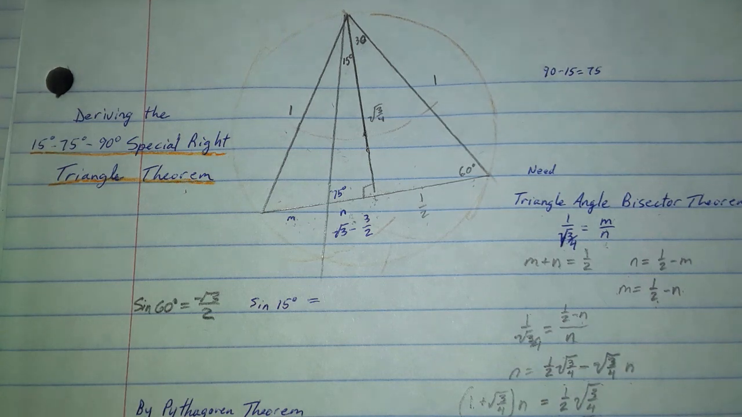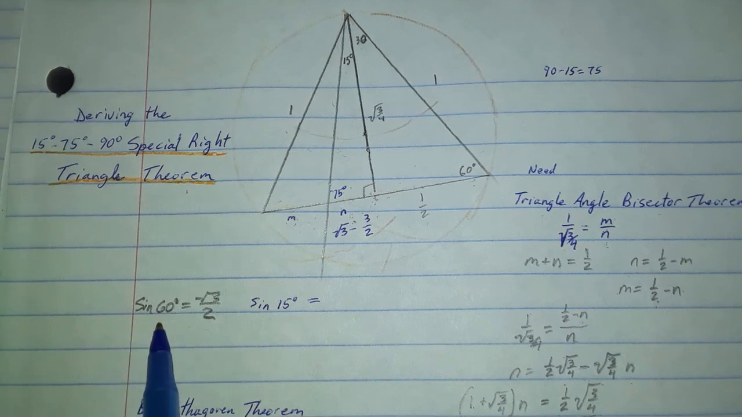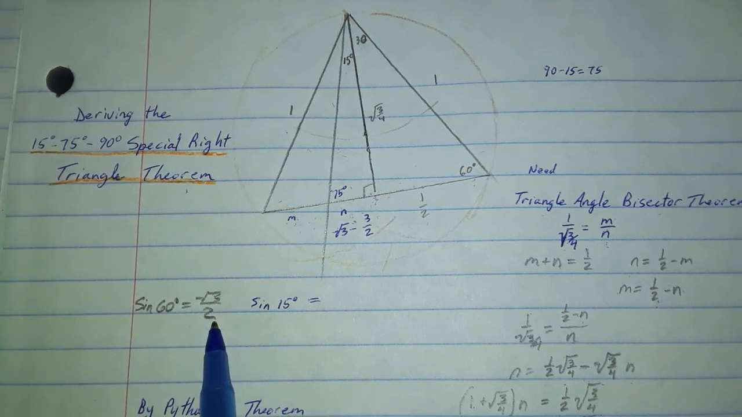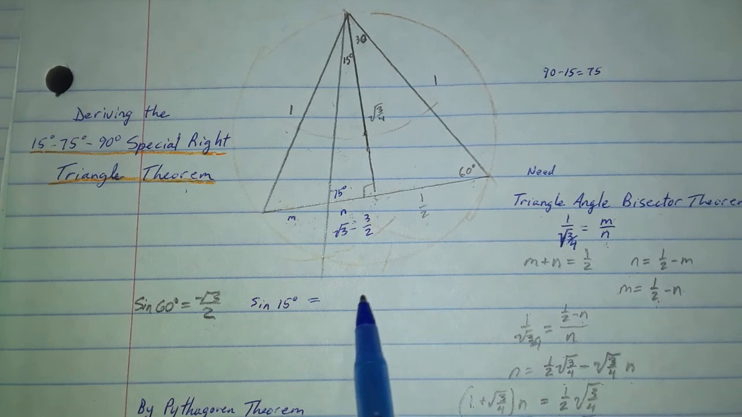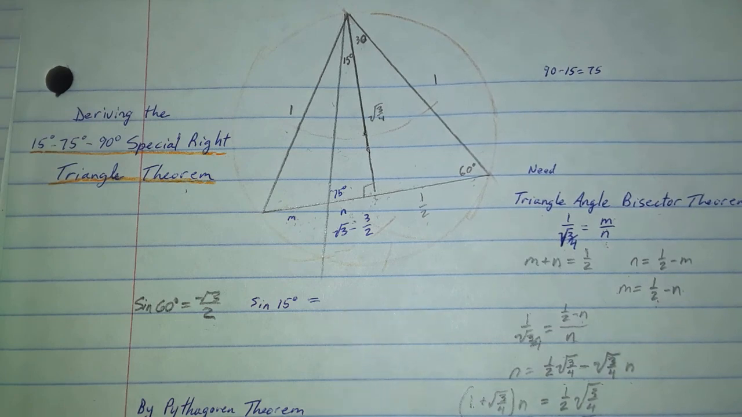Alright, I'm going to discuss how to find the sine of 15 degrees, and I want an exact value like you would memorize in a trig class. So, for instance, the sine of 60 degrees is the square root of 3 over 2. I want some kind of value like that for the sine of 15 degrees. I don't want the normal decimal answer that your calculator would give you.